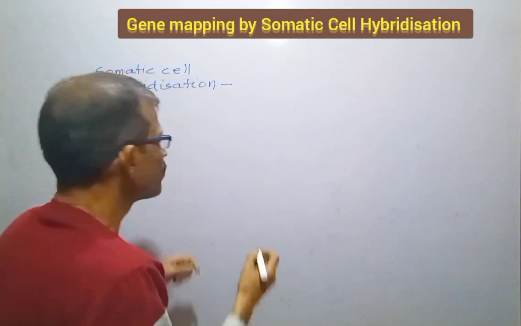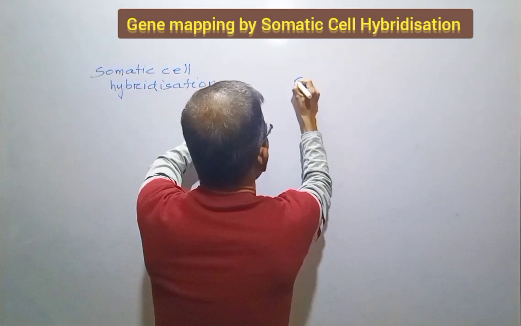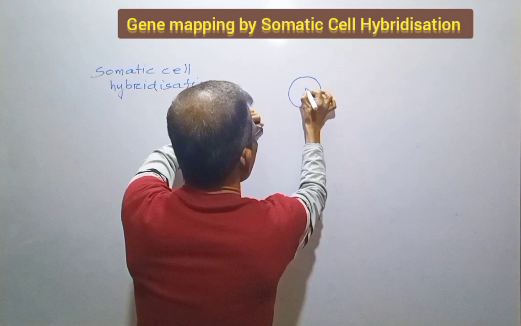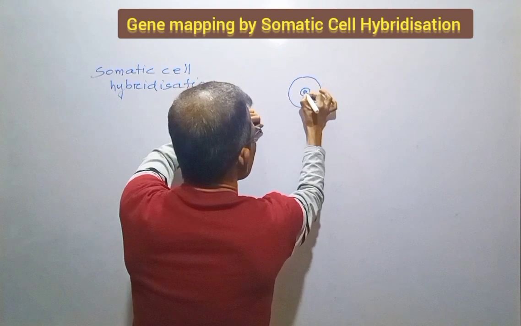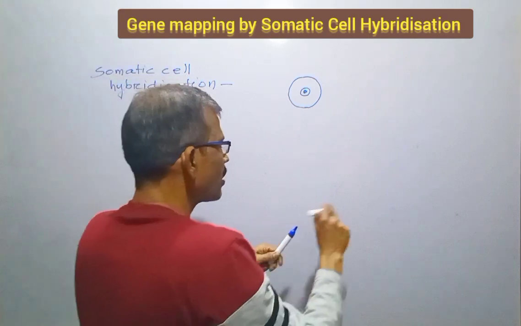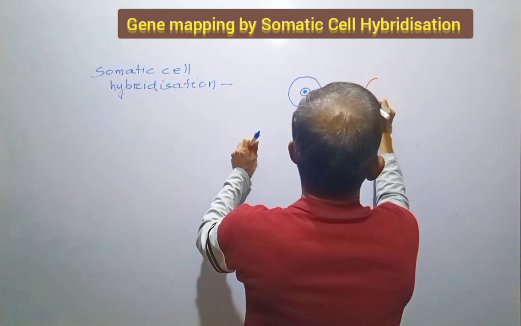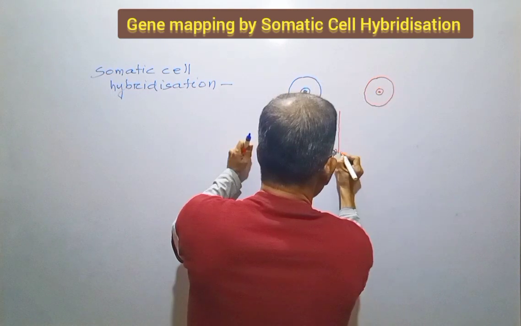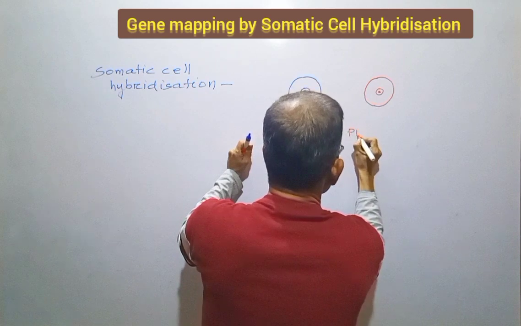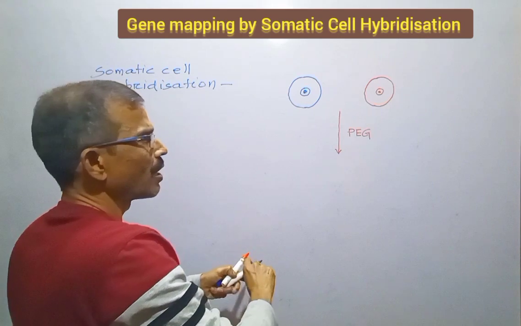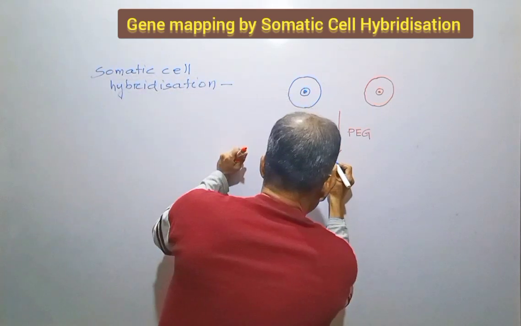In somatic cell hybridization, cells from two different cell lines are fused in the presence of polyethylene glycol or any other agent which alters the plasma membrane. So here these are cells of two different cell lines. Two different types of cells are fused in the presence of polyethylene glycol or any other agent that alters the plasma membrane.